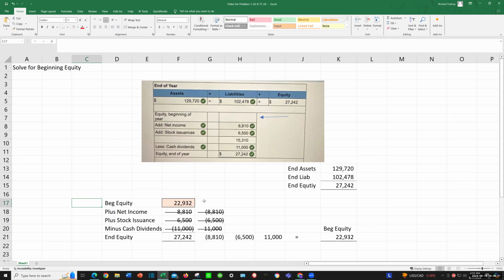Okay. Now, you probably should try to see if it worked. So you would just go beginning equity, 22,932 plus net income of 8810 plus stock issuance of 6,500 minus cash dividends of 11,000, and you should come up with 27,242. So this beginning equity works. That's all you need to do.